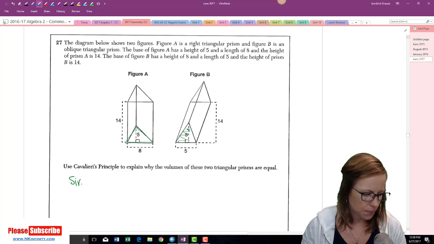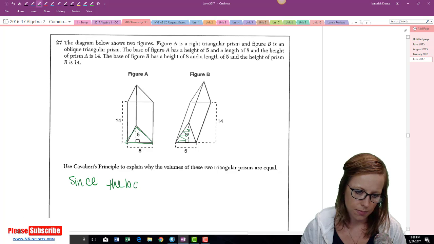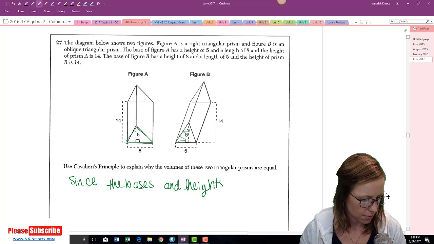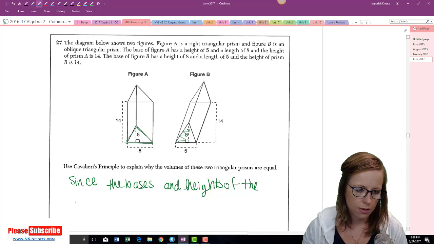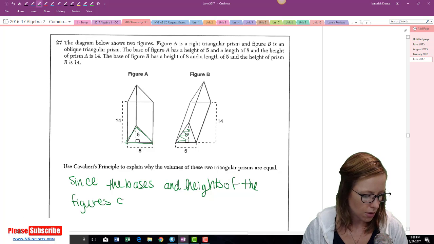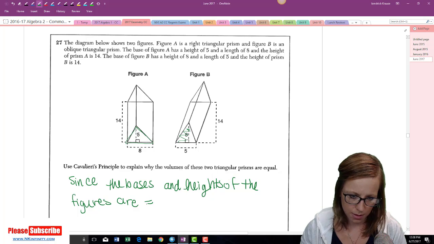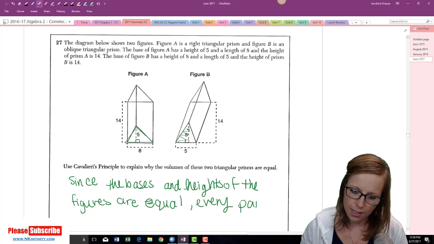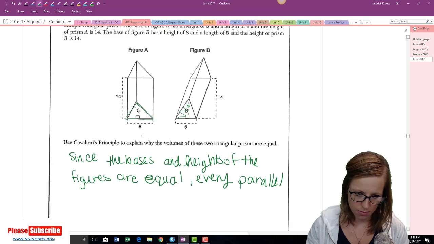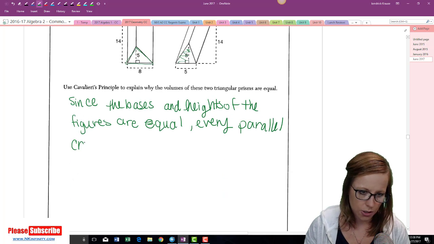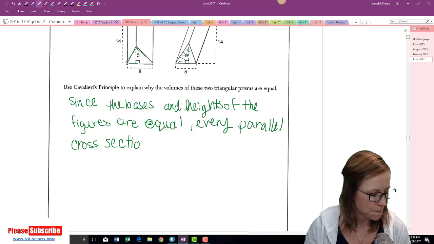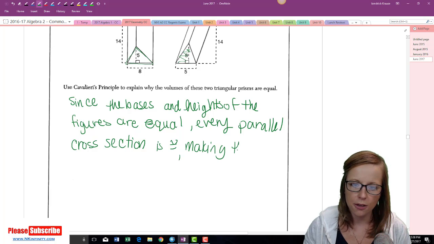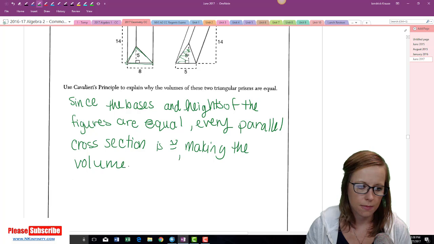So Cavalieri's principle basically says that since the bases and heights of the figures are equal, I'm going to write the word equal, every parallel section, I'm going to say cross section, is congruent, making the volumes the same.